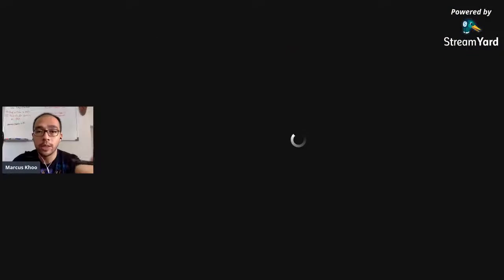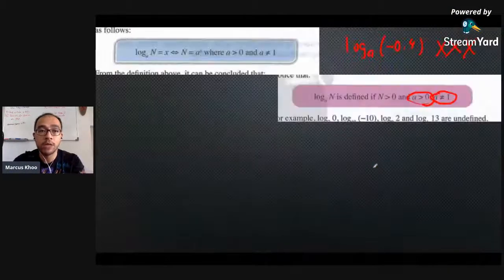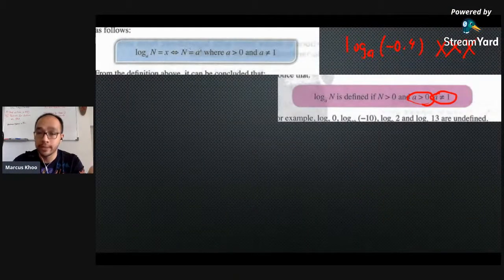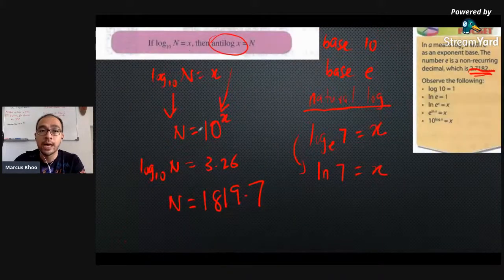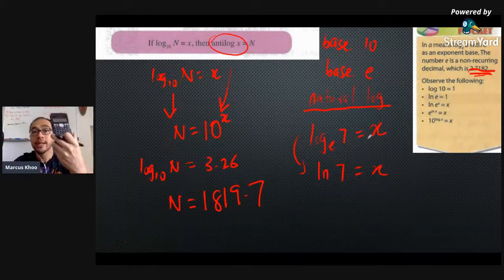So the first thing is how to change between log form to index form. That's the first skill. The second skill that I want you to learn today is how to find the value of the log and the anti-log for base 10 and for natural log, by using the calculator.